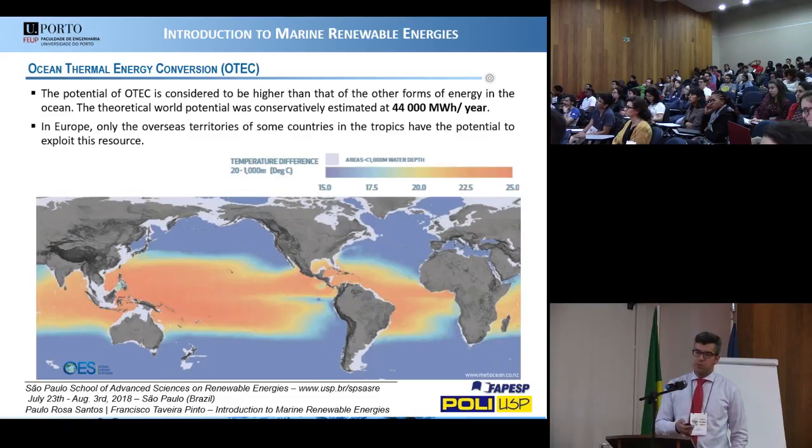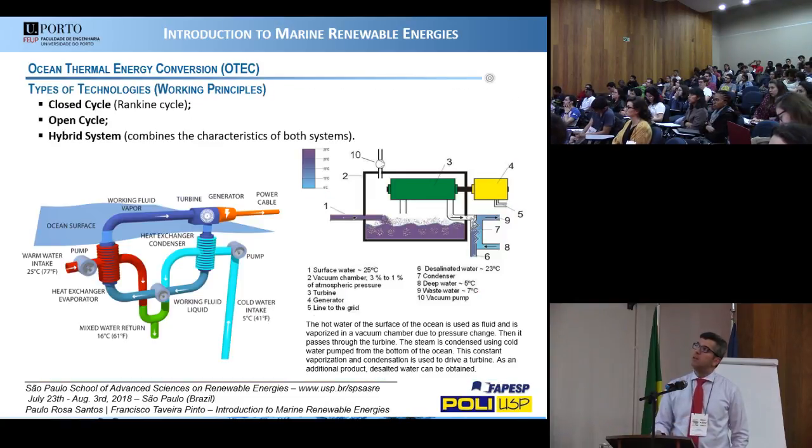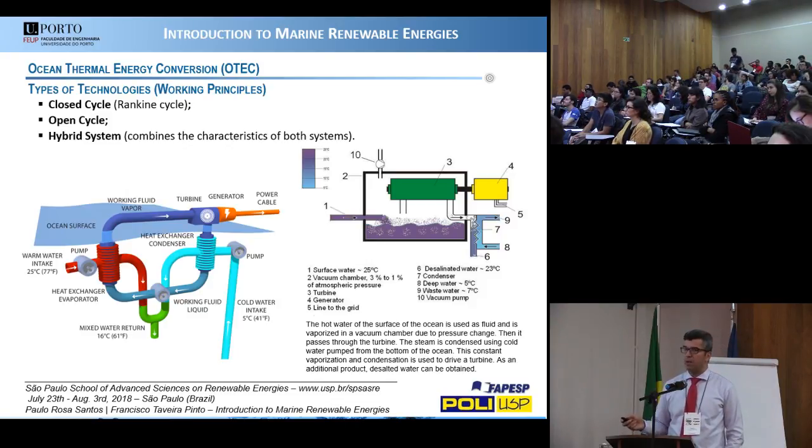Well, the technologies available can be grouped in these three types. The closed cycle here, usually ammonia is used in the process, and the open cycle system where water is used, and there are also some technologies that combine both.